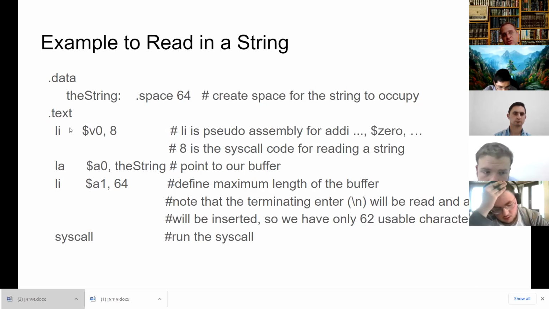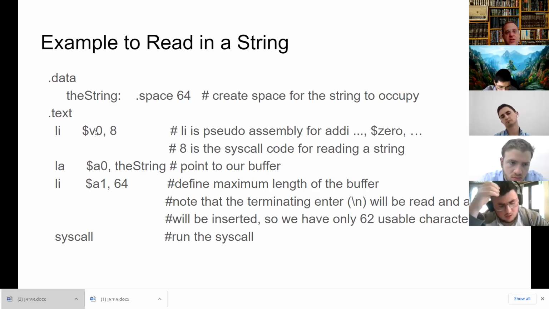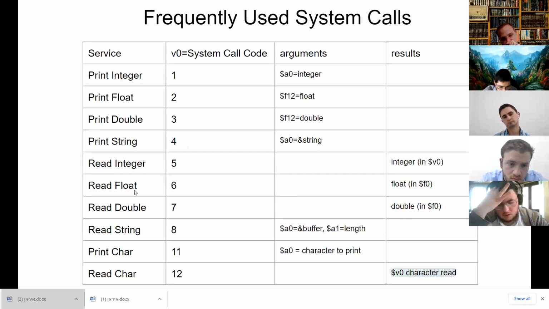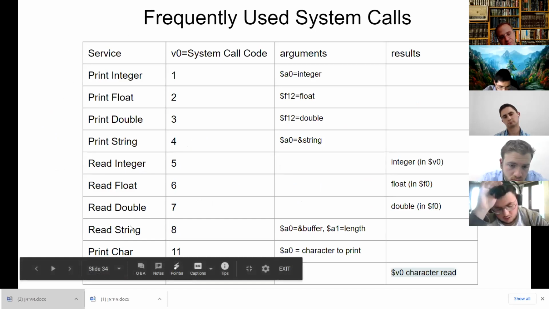I mean, this one's trivial. You could just write addi every time. But this one is a little bit more complicated to do without the pseudocode. So, like I said, we let you use these two pseudocodes. Now, essentially, this is saying put 8 into V0. Why did I put 8 into V0? Because according to this table, reading a string, which is what I want to do, requires that 8 should be in the V0. So I followed instructions.